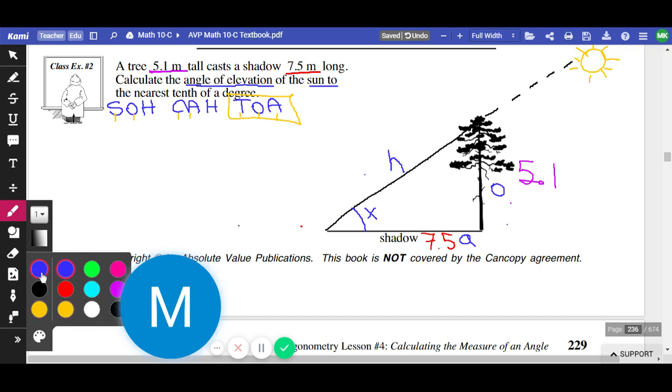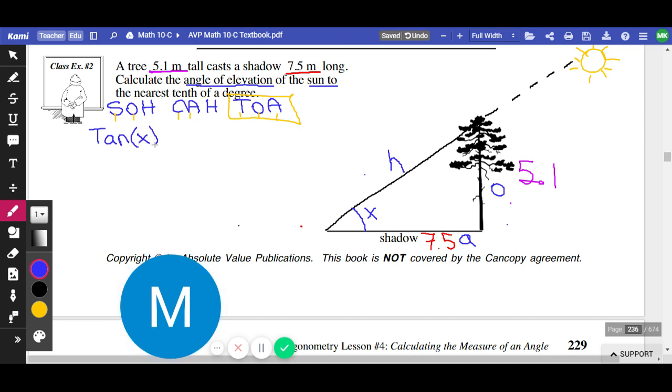Now that I know that I'm using TOA, I go tan, bracket, whatever the angle is. In our case, we don't know the angle, so we put x, equals the opposite side, which is 5.1, divided by the adjacent side, which is 7.5. I've chosen my ratio, I've set up my formula, I need to get whatever my letter is by itself, in this case it's x. To get x by itself, I do second tan.